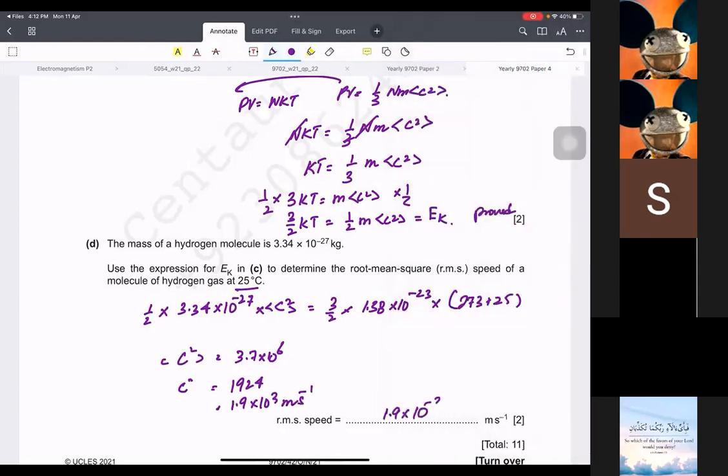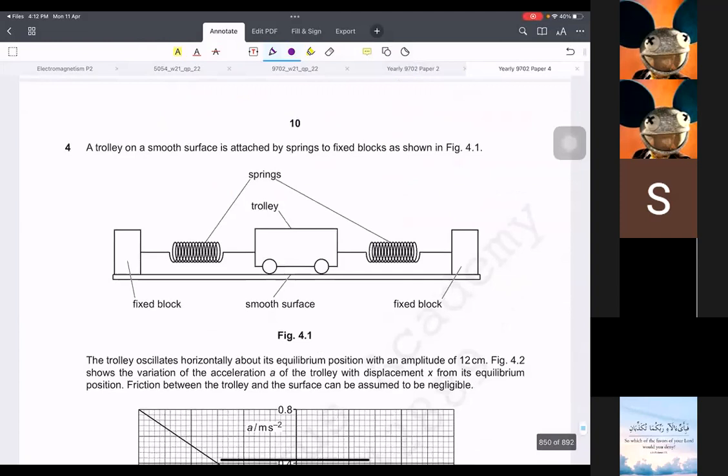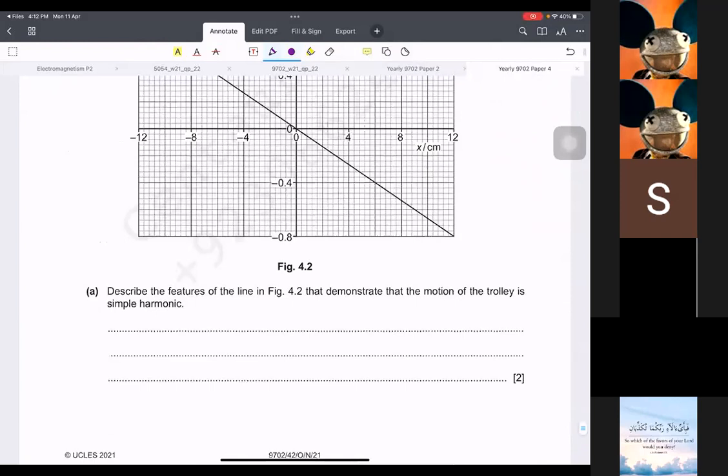If somebody has a question, please let me know. Now, everybody understand this? All right. Now going to the next question. It says a trolley on a smooth surface is attached by springs to fixed blocks as shown. Now they have given a graph. It says describe the features of the line that demonstrate that it is simple harmonic motion. So simple harmonic motion depends on this, right?